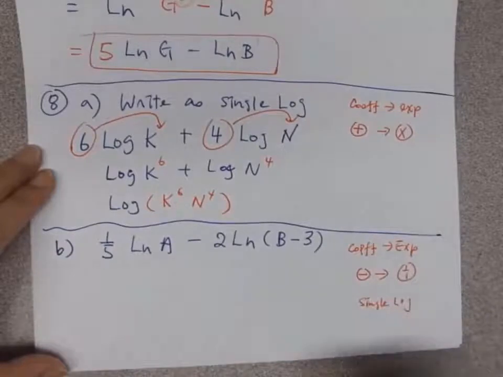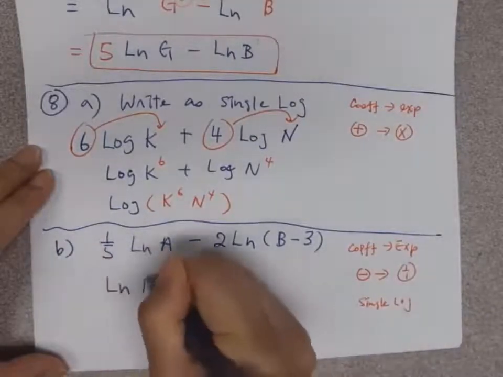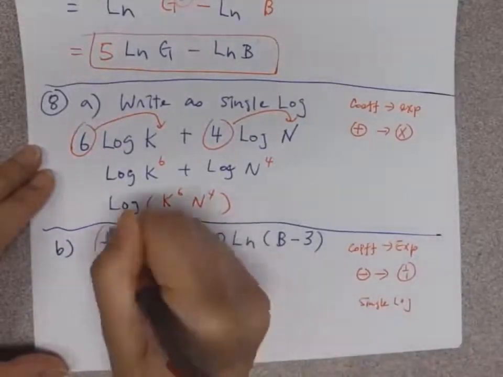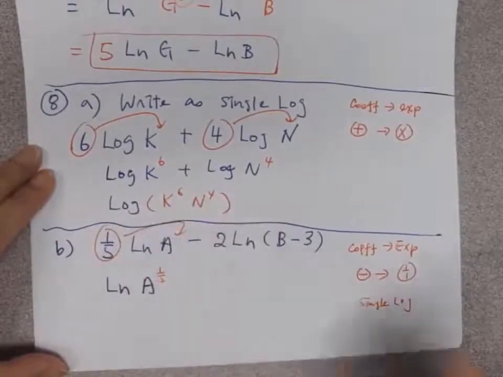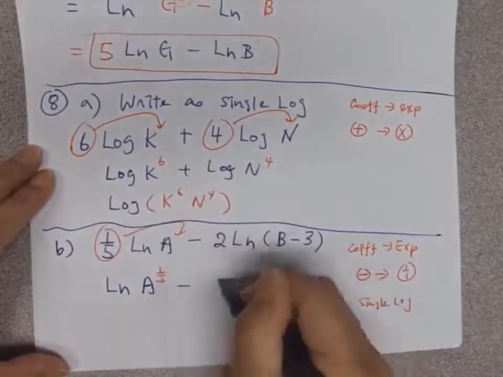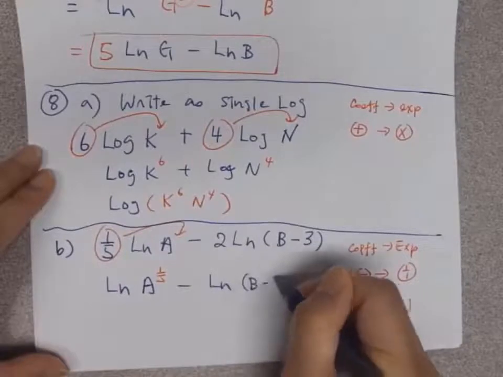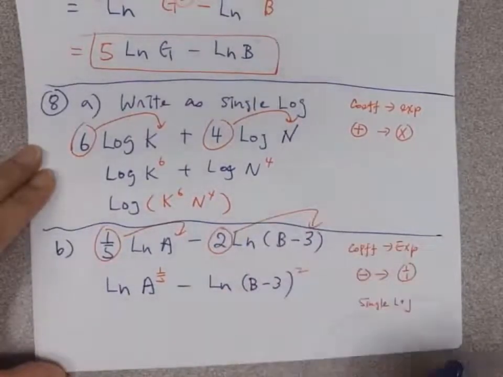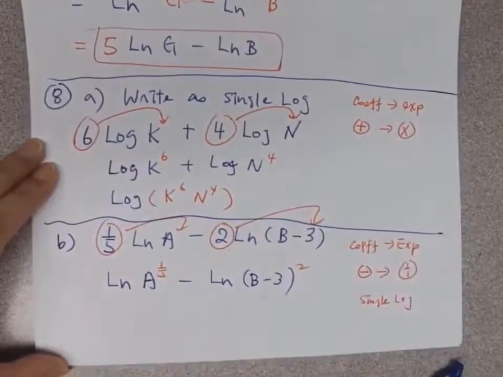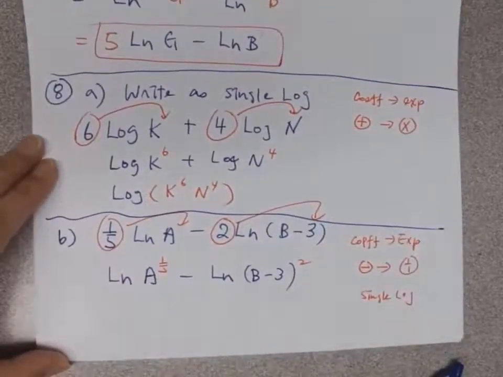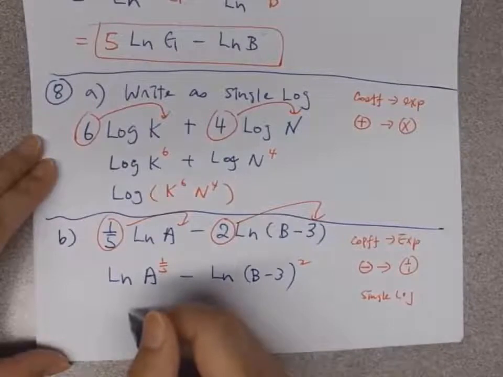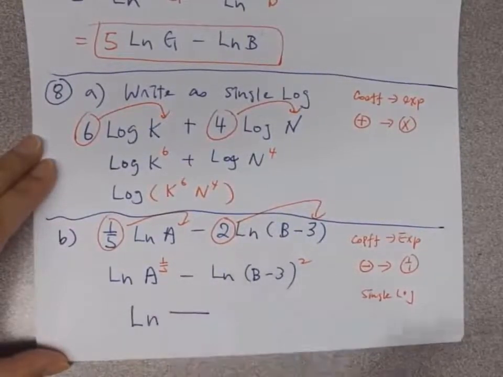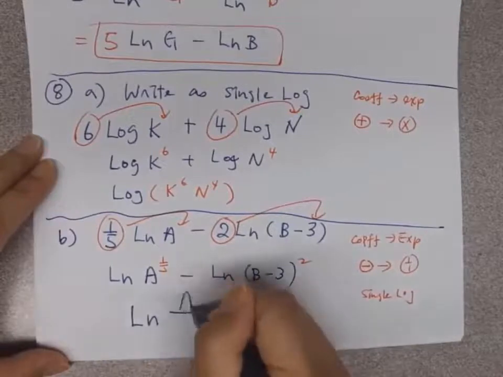So we have ln A, the 1/5 goes back as an exponent, subtracting ln B minus 3, and the 2 moves back as an exponent. And then we turn the subtraction back to division, right? So how many ln should I write? Just one ln, okay? And then the top part is A.